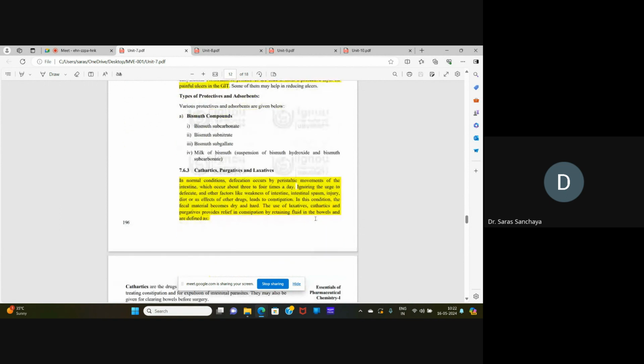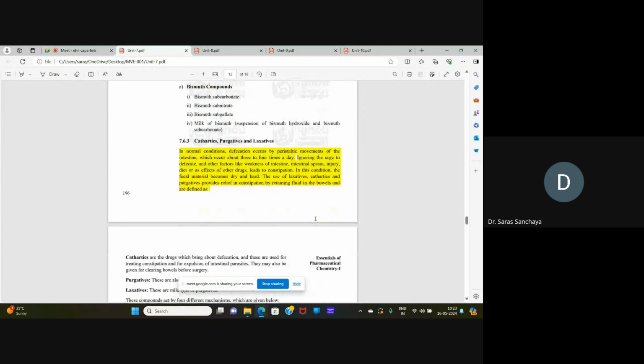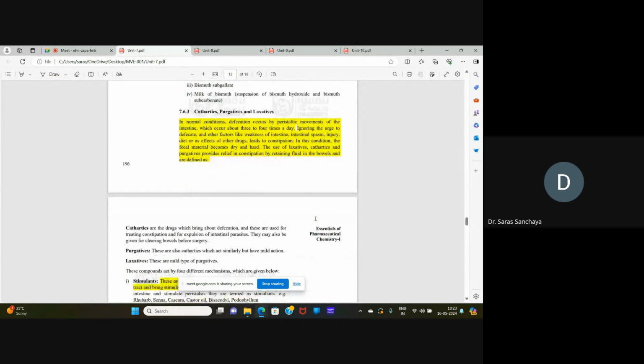In normal conditions, defecation occurs by peristaltic movement of the intestine, which occurs about 3 to 4 times a day. Ignoring the urge to defecate and other factors like weakness of the intestine, intestinal spasm, injury, diet, or effects of other drugs leads to constipation. In this condition, the fecal material becomes dry and hard, and the use of laxatives, cathartics and purgatives provides relief in constipation by retaining fluid in the bowels, and they are defined as cathartics.